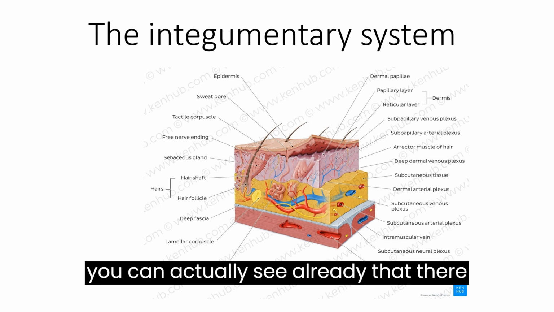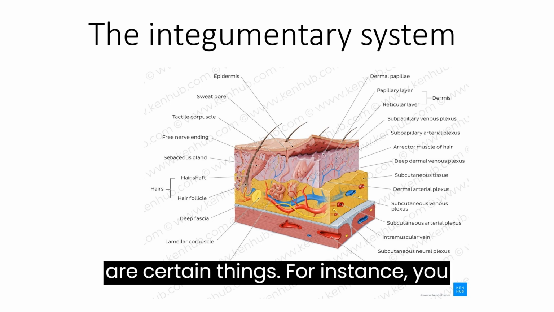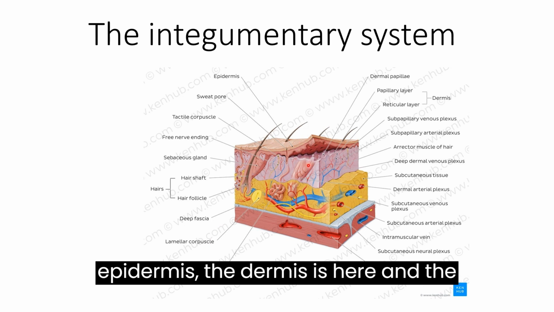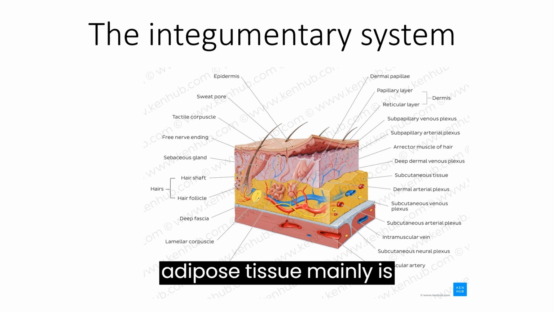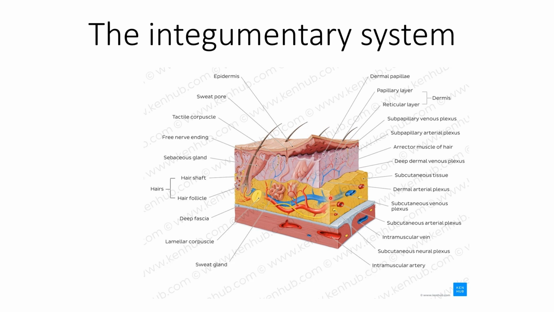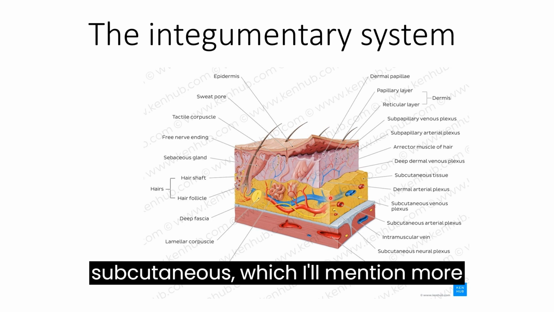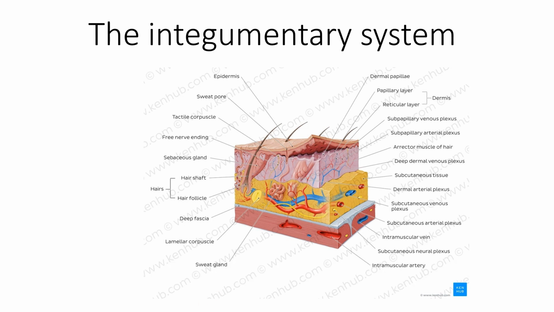And you can actually see already that there are certain things. For instance, you can see the top layer here is called the epidermis. The dermis is here. And the bottom area here, which is made of adipose tissue mainly, is the hypodermis, or the subcutaneous, which I'll mention more about as we go on.